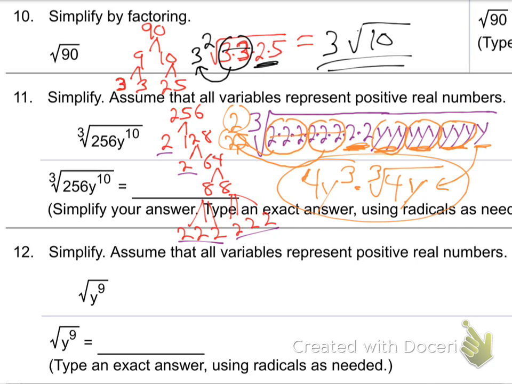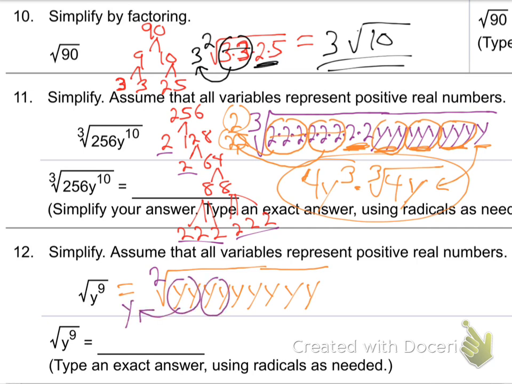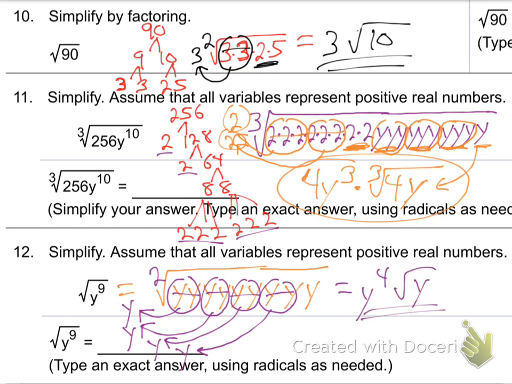Let's try the next one. So this is the root of y to the 9. So let me write 9 of them. There's 9 of them. And what number is understood to be in that hook? There's nothing there, so it's a 2. So it's a 2 for 1 deal. 2 y's in, to each of these, sends a y out. They're gone. So we have y to the 4th on the outside, a single y left over inside. Y to the 4th times the root of y.